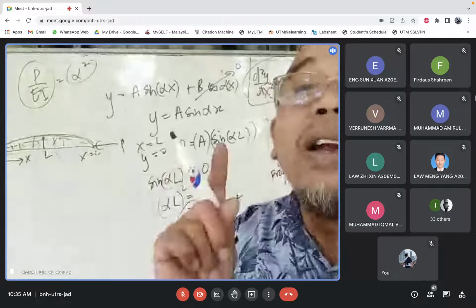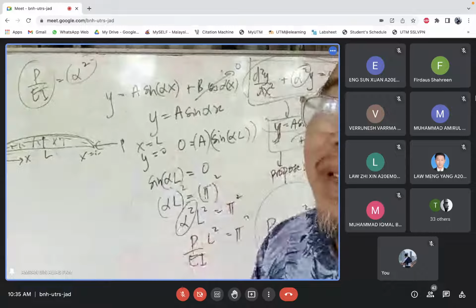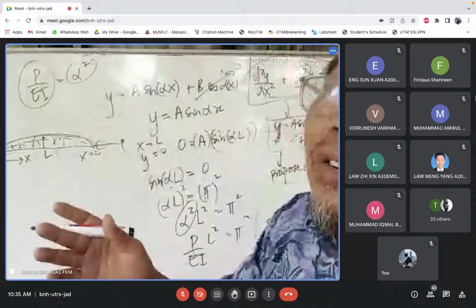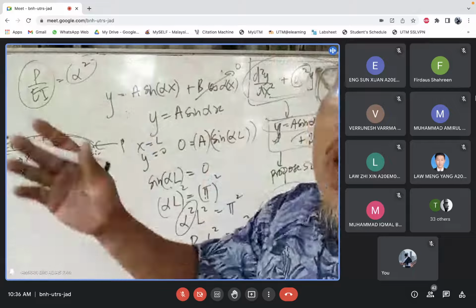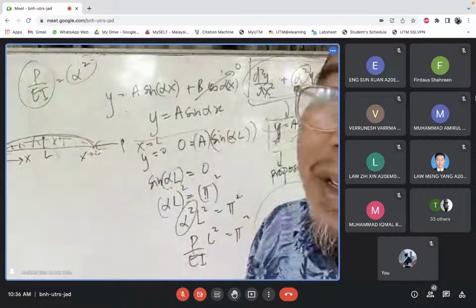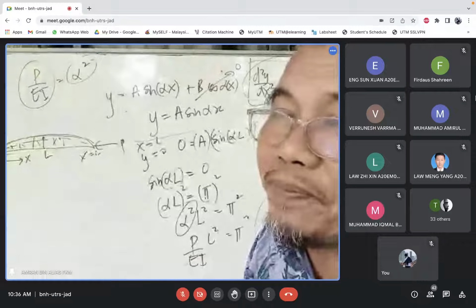So this is how the Euler formula is being derived, using the simple integration of the indeterminate case. Indeterminate case, you have to propose a solution. Are you with me, guys? Yes.